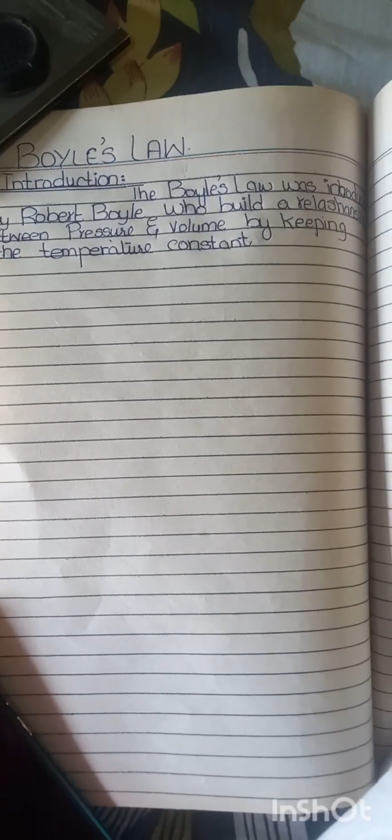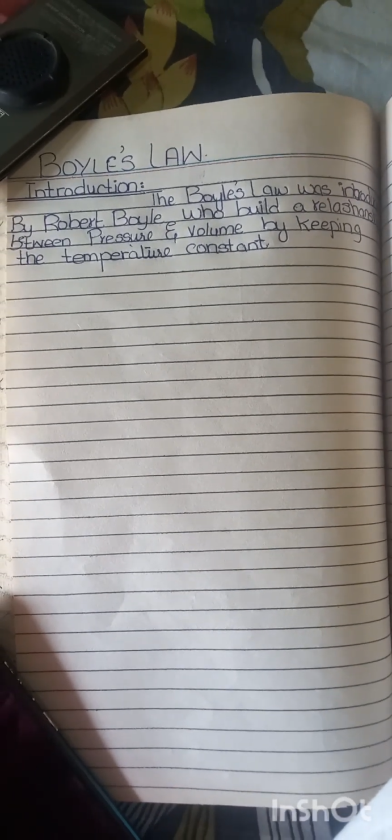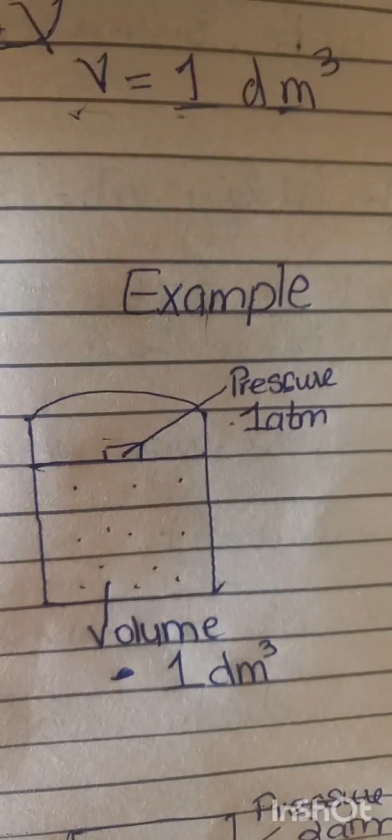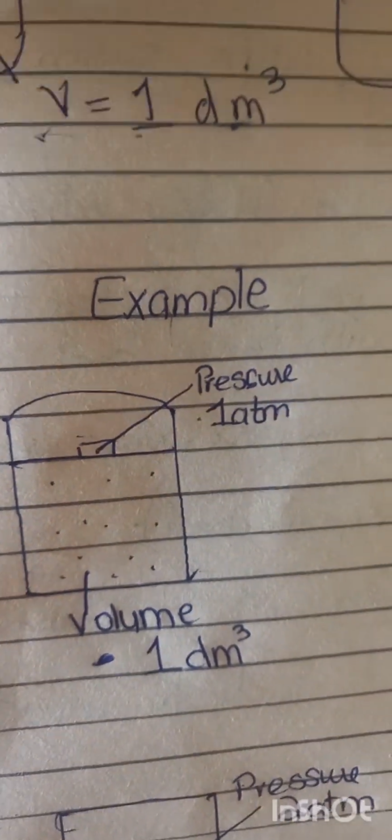Today we are going to cover Boyle's law. So first of all, let us see the introduction of Boyle's law. Boyle's law was introduced by Robert Boyle, who built a relationship between pressure and volume by keeping the temperature constant. Now let us understand this by an example.